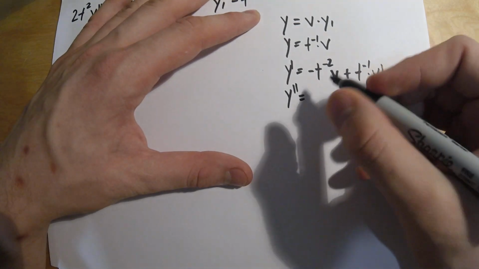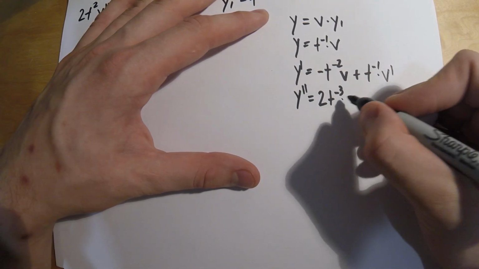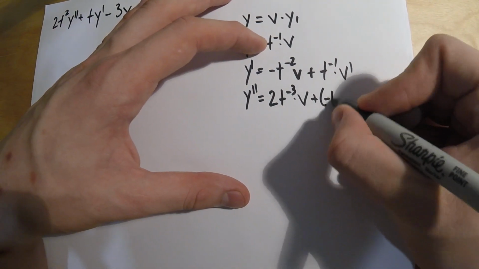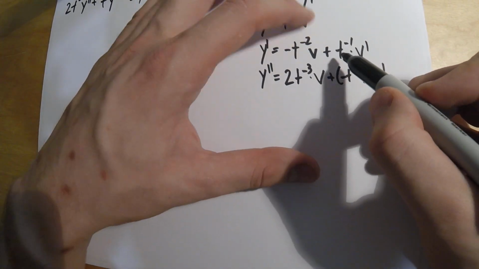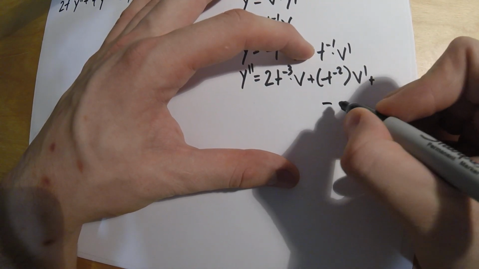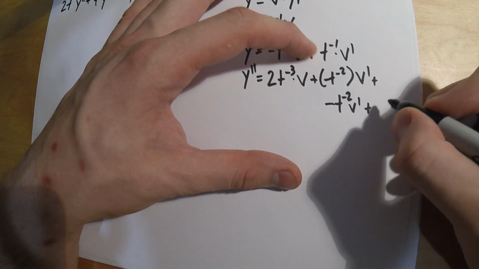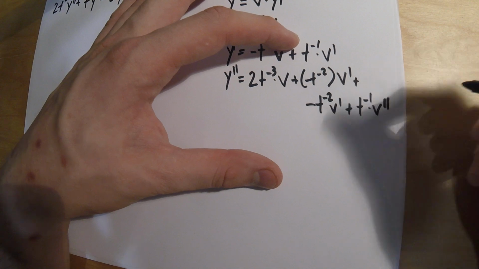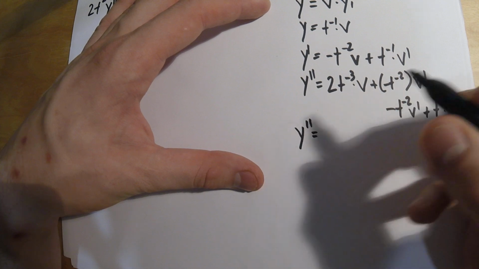Y double prime is going to be 2t to the negative 3 times v plus negative t to the negative second power v prime. So I took care of this. Now I'm going to take care of this. So plus negative t to the negative second power v prime plus t to the negative 1 times v double prime. Okay, so just to make this look nicer, I'm going to combine like terms.